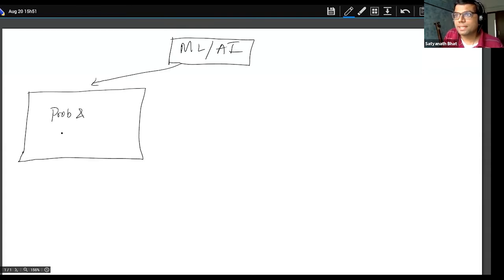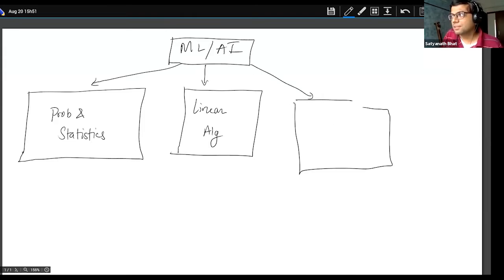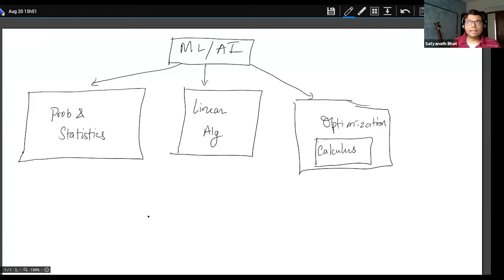The first one being probability and statistics. The second being linear algebra. And the third one, which is optimization, and that in turn is driven by ideas from calculus. So it's a very mathematically inclined field, but sometimes we have so many nice packages, so many nice libraries that we just use them without really understanding why some things have been designed in that particular way.